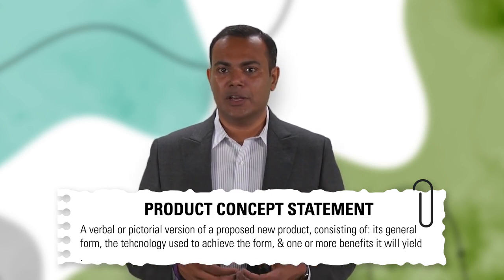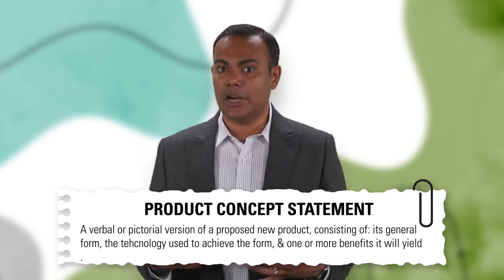Now, there's pretty much a standard framework for how companies go about doing this. They try to come up with statements that describe concepts wherein the statement is going to touch on the general form of the product, might touch on certain technological aspects of the product, and most importantly, it'll try to highlight certain benefits that this product will ultimately yield for the consumer when they use it.